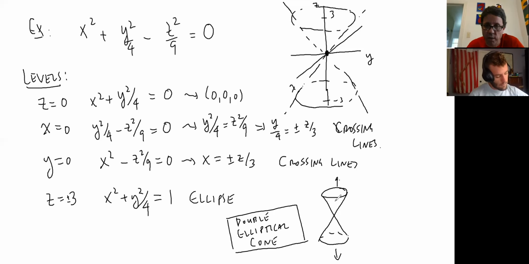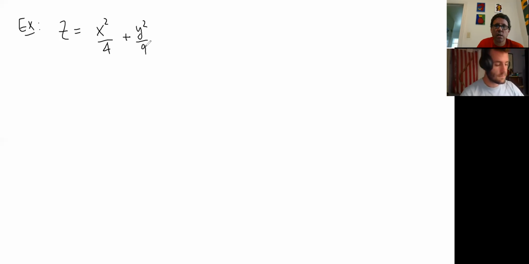Okay, two more here. This one's pretty easy. So z is, now I don't even have a square on the z. I've got x squared over 4, y squared over 9 equals z. So I don't have z squared anymore.